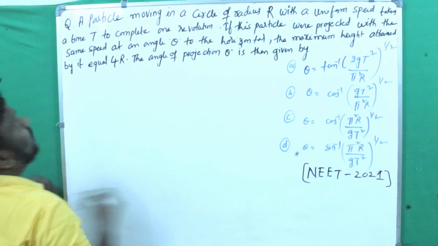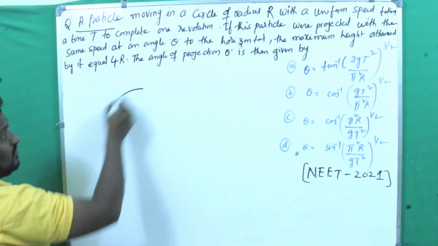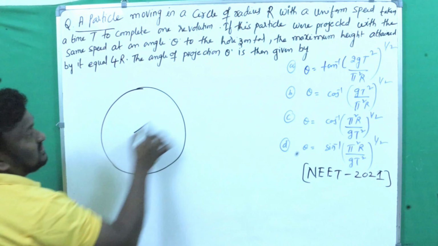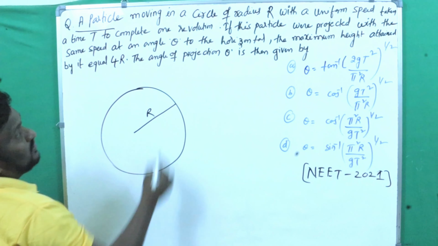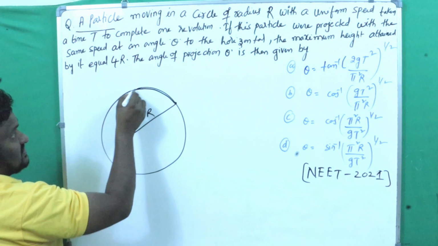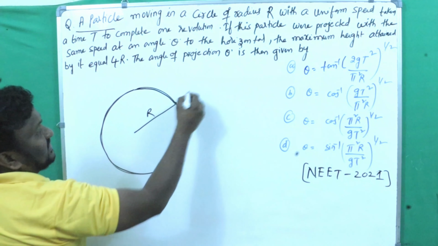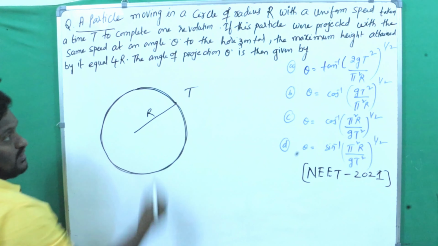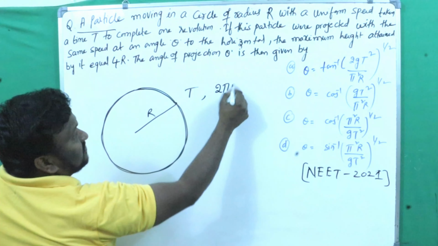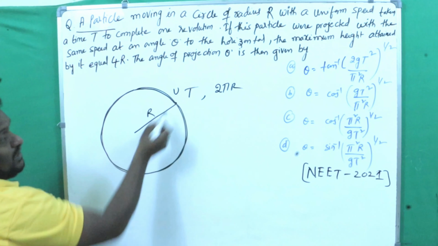Dear students, what we are saying: a particle is moving in a circle having some radius r. The particle makes rotation like this. For one revolution it takes the time t. Then obviously the distance traveled is nothing but the circumference of the circle, that is 2 pi r, and I am going to say the velocity of the particle is u.